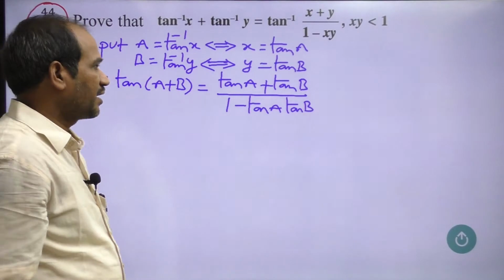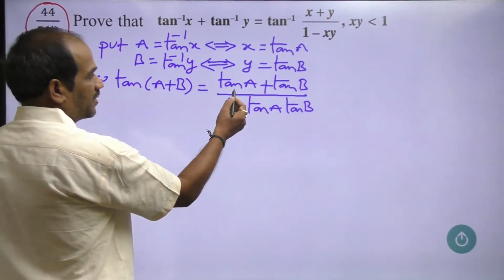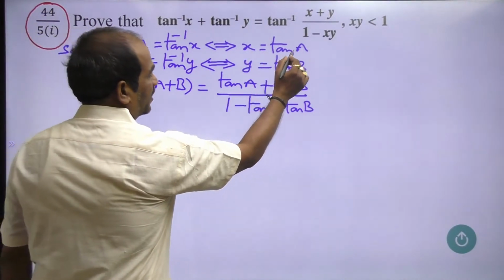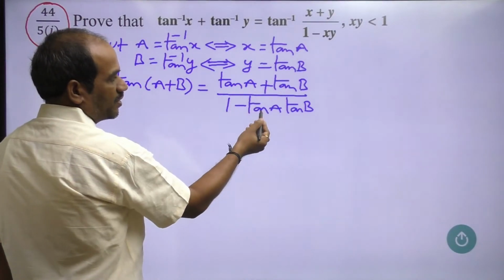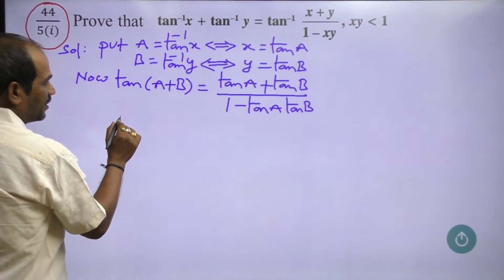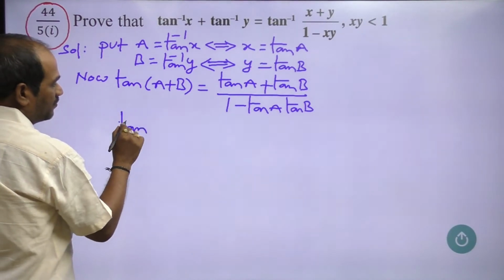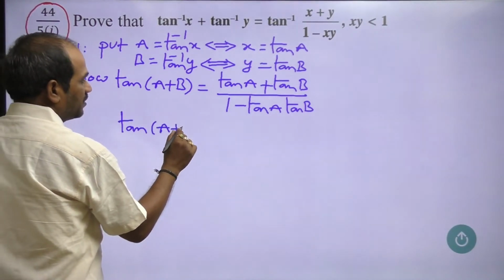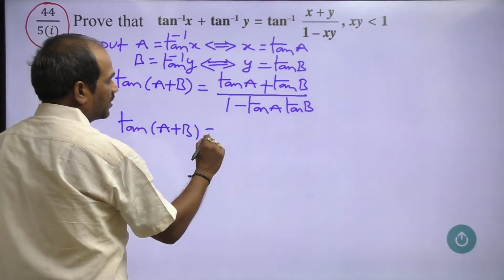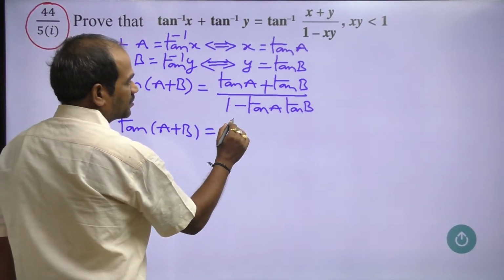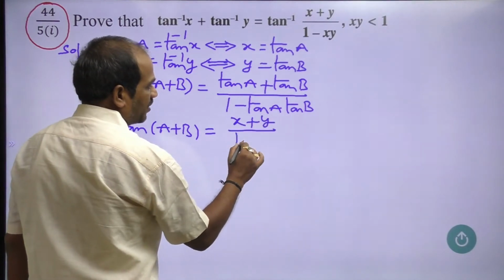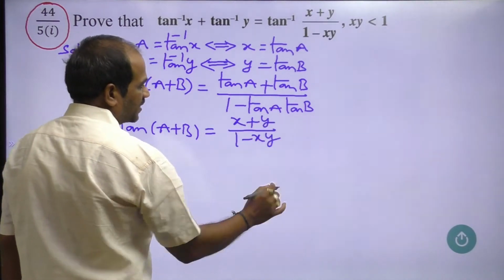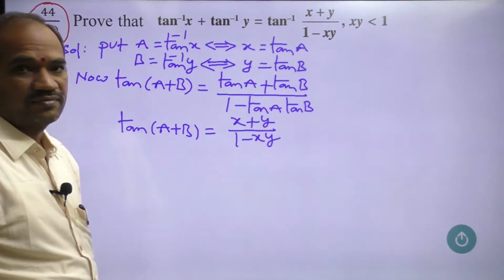Okay, right. So here replace these values. Tan a value is x, tan b value is y. So replace here. Tan of a plus b is equal to, replacing these values, x plus y by 1 minus xy. Okay, x plus y by 1 minus xy.